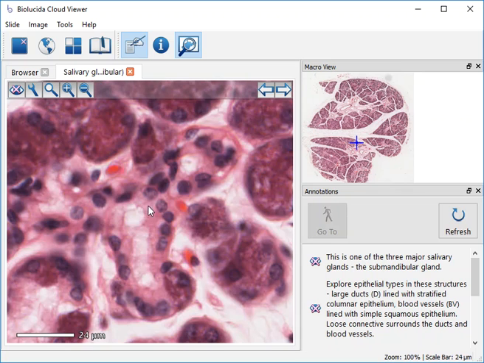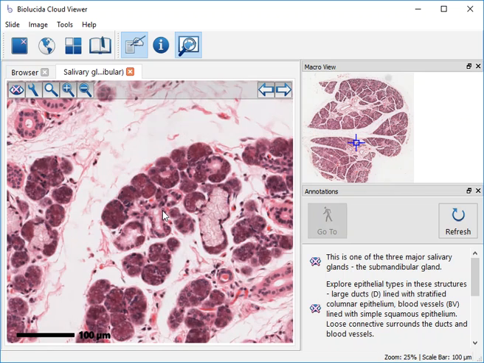Now here's a very tiny duct. And this looks like simple cuboidal epithelium lining these ducts here.